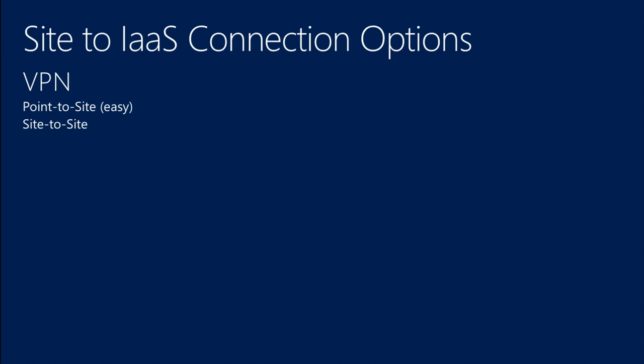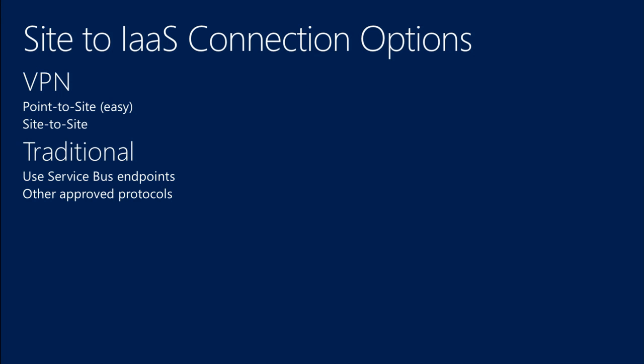But something else I want to make sure we focus on is that there's also traditional connectivity options between on-premise data center and Windows Azure. We can always use the service bus endpoints to connect securely back and forth, or any other approved protocols such as SFTP, FTP, web service calls. There's many different ways to connect with your backend data center.